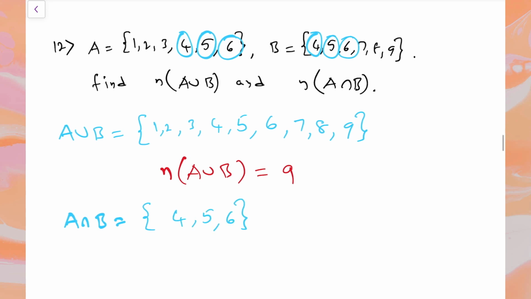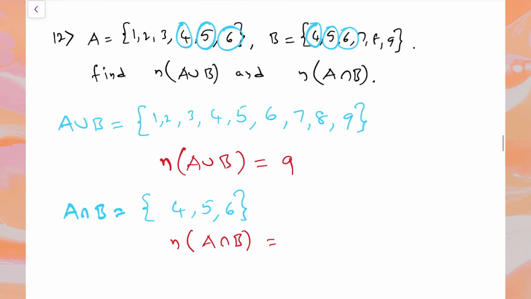Then he is asking here also the same, to find n of A intersection B. Then n of A intersection B equals the number of elements in A intersection B. 1, 2, 3, 4, 5, 6. So 3 elements are there in total. n of A union B is 9 and n of A intersection B is 3.